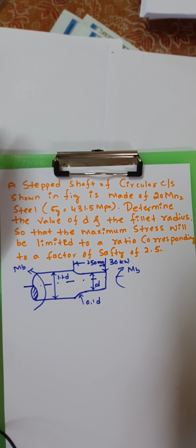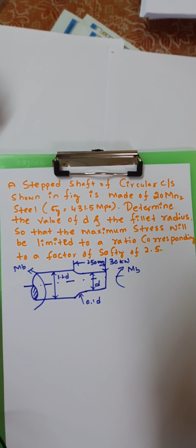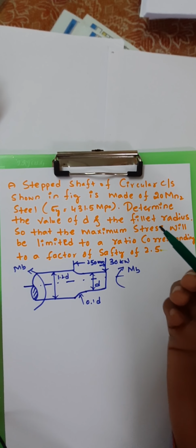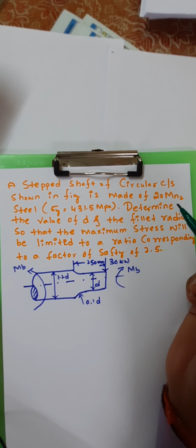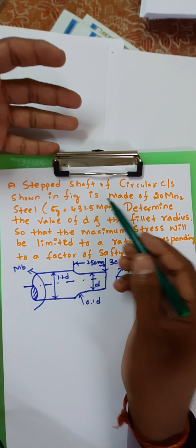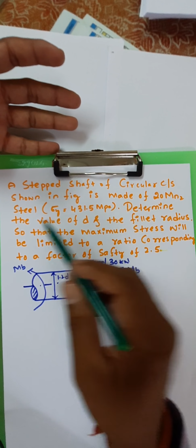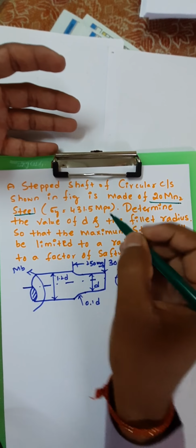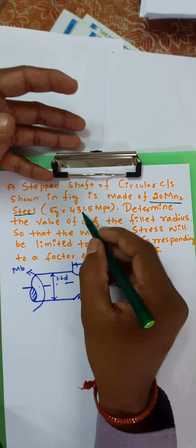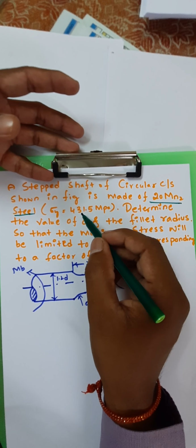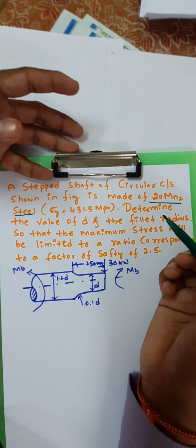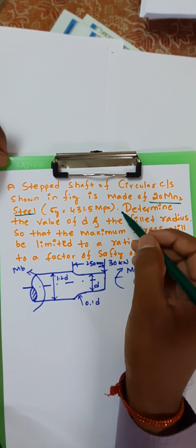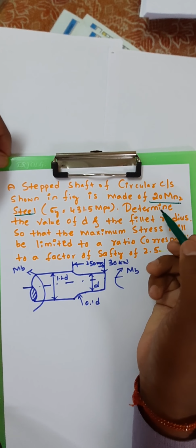Now we will discuss one more very important problem which is based on the stress concentration. A stepped shaft of circular cross section, as shown in the figure, is made up of 20 Mn2 steel. This is the grade of the material. For that, the yield stress is sigma y equal to 431.5 MPa.